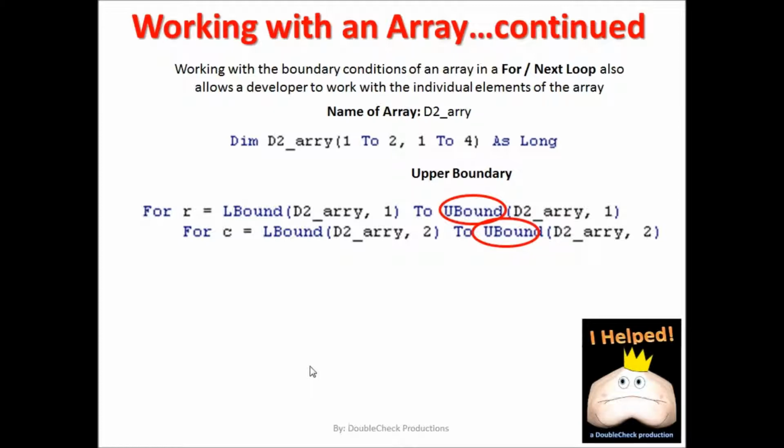and the way we do that is, let's look at the first dimension. If you notice the notation here, whenever we list our lower boundary or our upper boundary, we want to also note the dimension that we're referencing if we're working with a multi-dimensional array. So here's the first dimension, the lower and upper boundaries, and here's the second dimension of the same array.